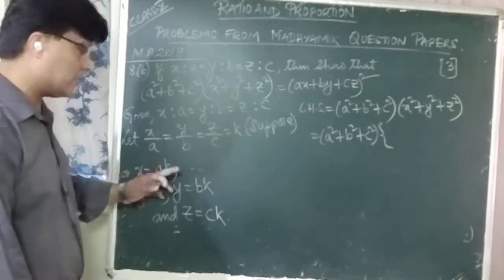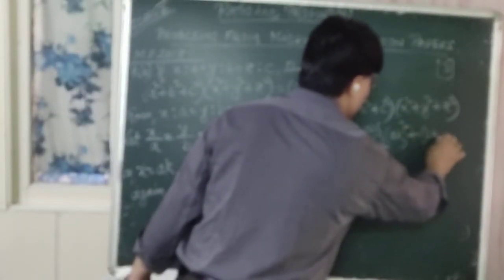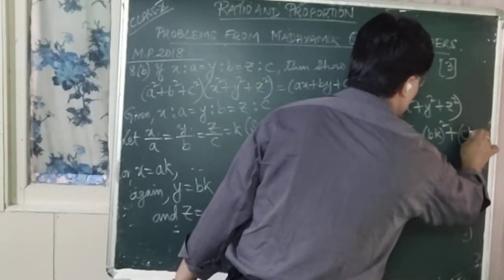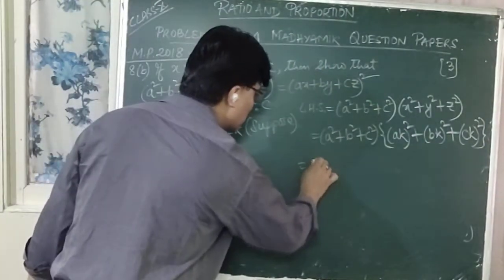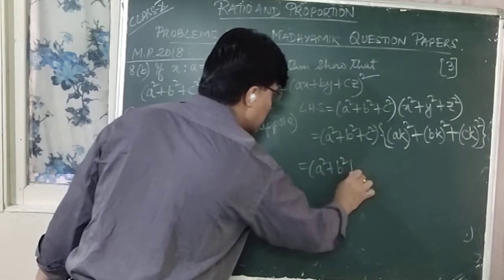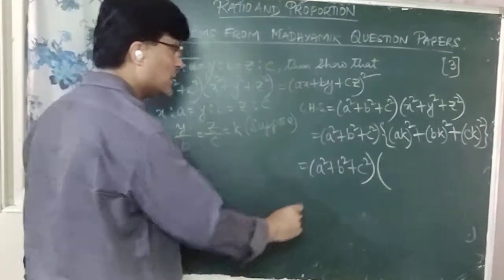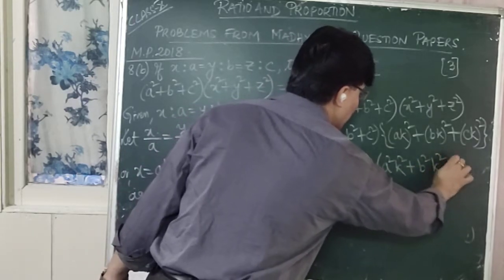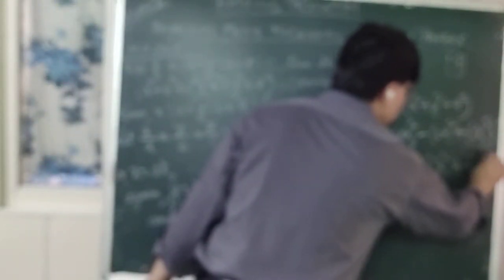What is x whole square? (ak) whole square, plus what is y whole square? (bk) whole square, plus what is z whole square here? It is (ck) whole square, right? So this is equal to a square plus b square plus c square into what? (ak) whole square is a square k square, plus (bk) whole square is b square k square, plus (ck) whole square is c square k square, right?